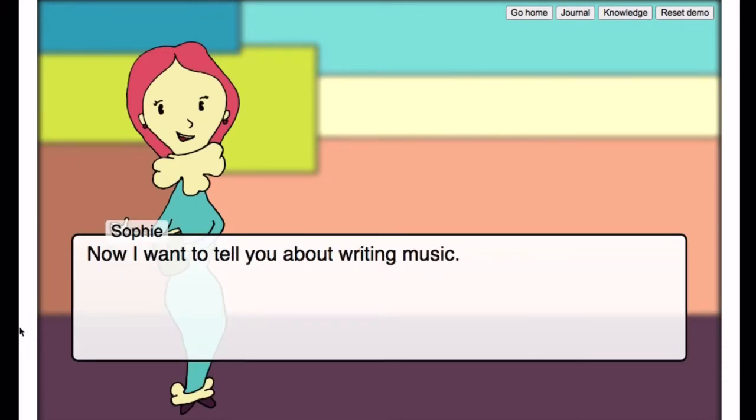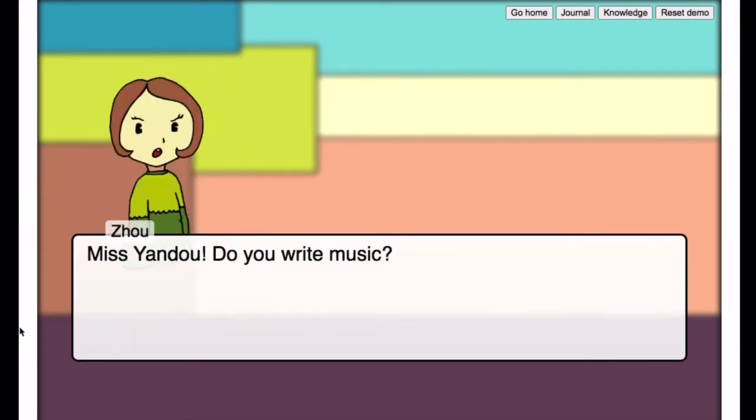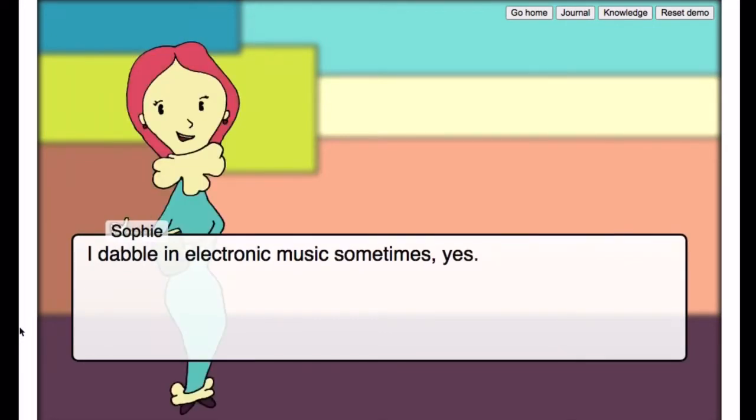Now, I want to tell you about writing music. Writing down something gives it an absolute form. It allows us to talk about the melody rather than a performance. Miziano, do you write music? I dabble in electronic music sometimes, yes.